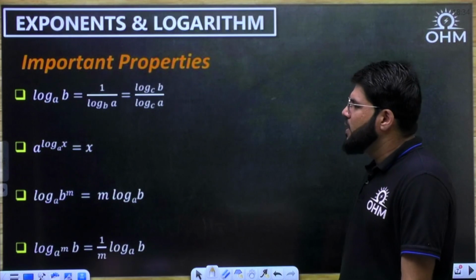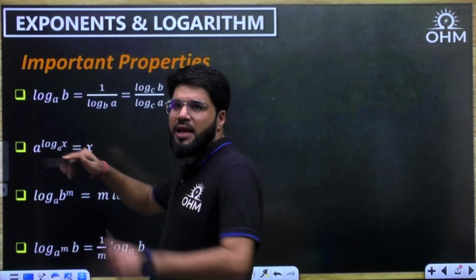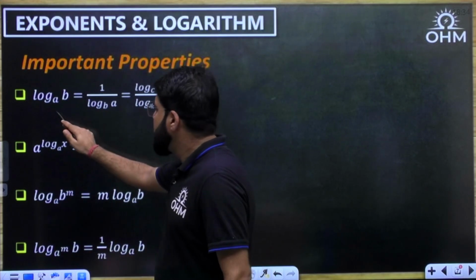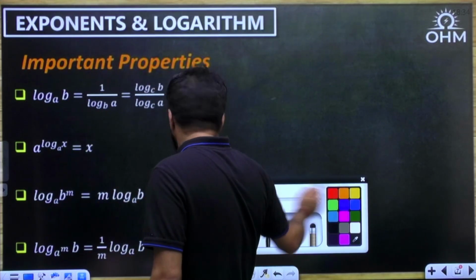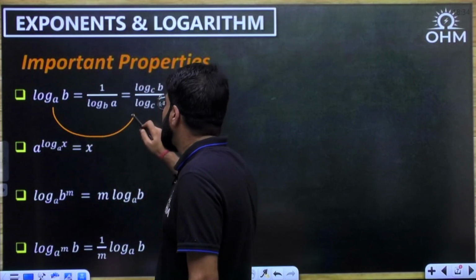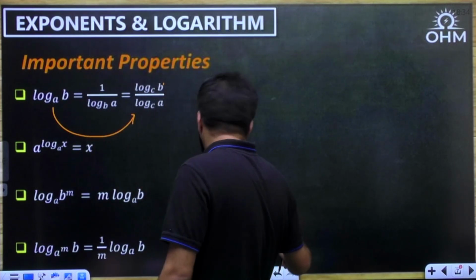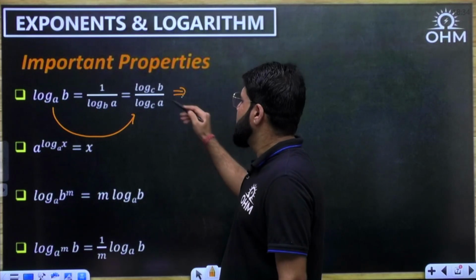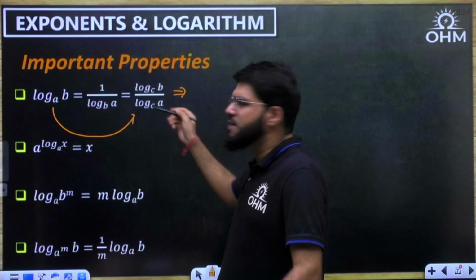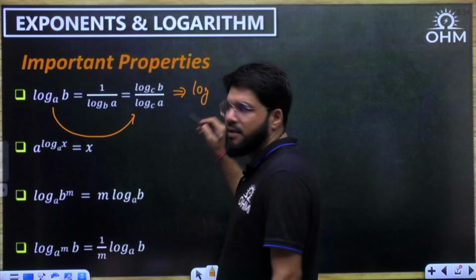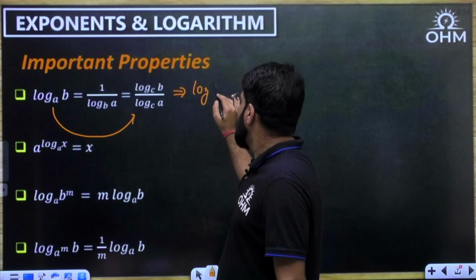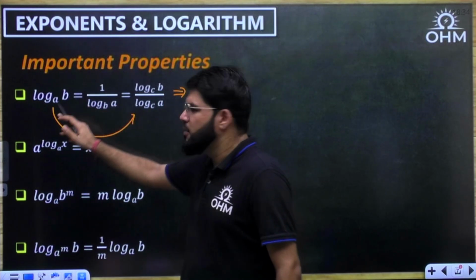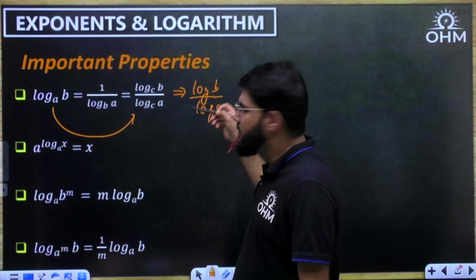Okay, now next, log of b to the base a can also be written as 1 upon log a to the base b. Or more importantly, log of b to the base a can be written as log b upon log a to any other base c. Let's take a common base, log to the base 10. So I can also write this as log b upon log a. Simple. So log of b to the base a, if required, we can write as log b by log a.